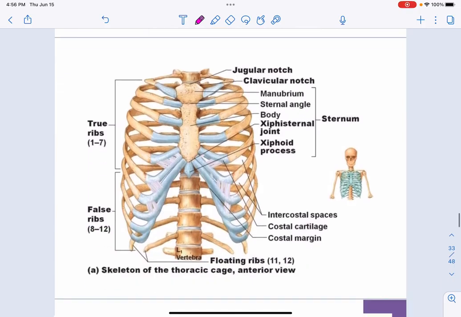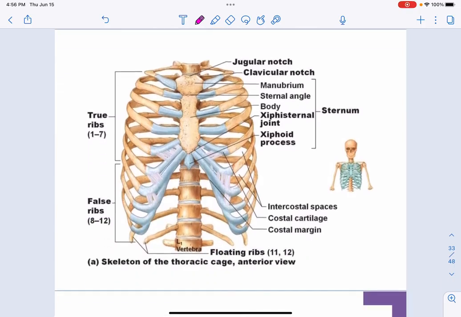All right, so let us talk about the difference between true ribs and false ribs. We also have floating ribs. So let's highlight these. So this is a good time to look at one of those skeletons that are hanging in the lab so that you can be sure to distinguish between true ribs, false ribs, and floating ribs. So let me go over and tell you what the difference is.